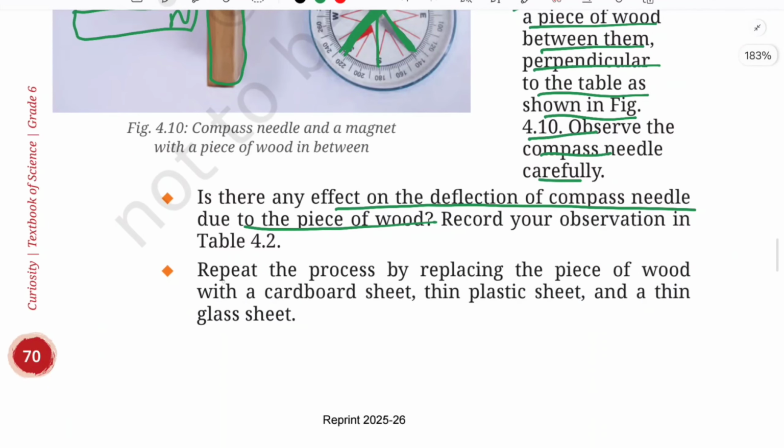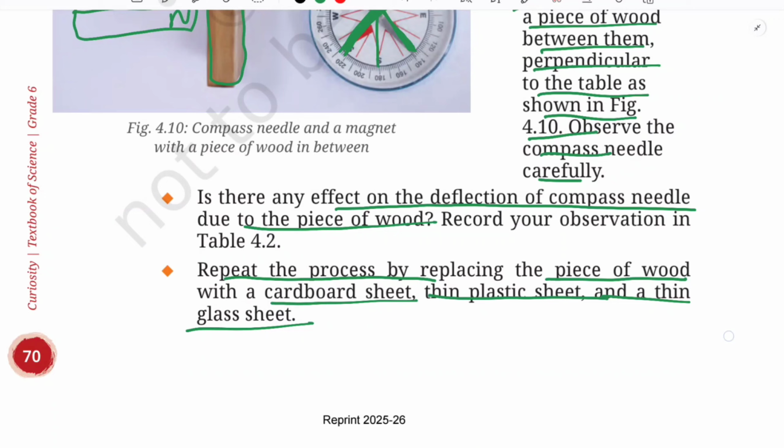I hope this is clear. So repeat the process again by replacing the piece of wood with a cardboard sheet, a thin plastic sheet and a thin glass sheet. Even if you repeat the same process by replacing the wood with a piece of cardboard, thin plastic sheets or glass sheets, what will happen? You will find no change. Why? Because the magnetic effect passes through the wood, the cardboard, the plastic, and also the glass. There will be no change. I hope this is clear.